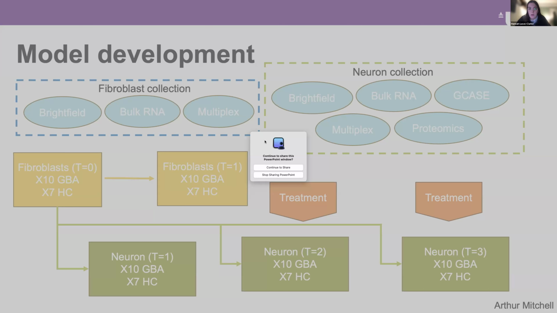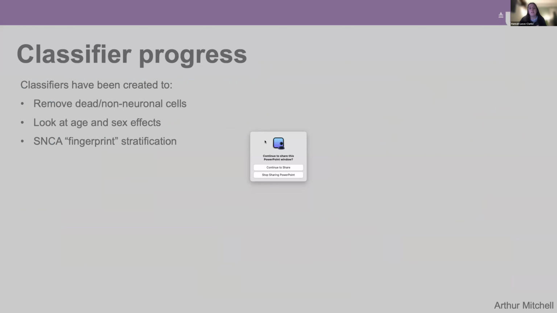So the classifiers at the moment, we've got a separate cohort of sporadic PD where you have fast progressors and slow progressors, and the models have been generated and we can successfully remove dead non-neuronal cells just from the images and stratify age and sex, and have created an alpha-synuclein fingerprint based on these tabular data. And these models are doing quite well. So we've got 98% accuracy for the removal of dead and non-neuronal cells from the dish. And the stratification is working up to about 73% at the moment, which is pretty good.